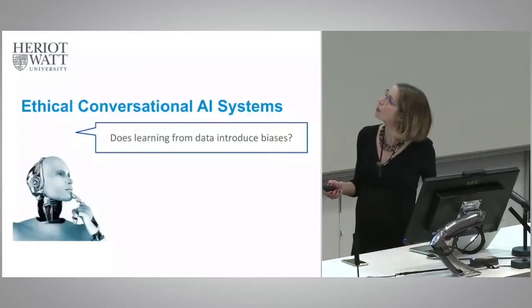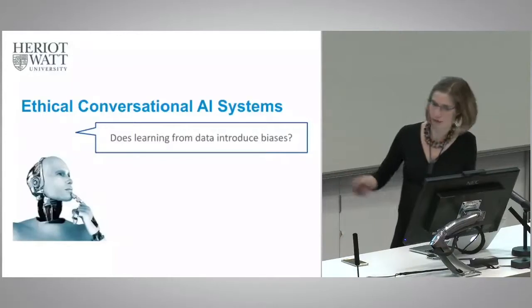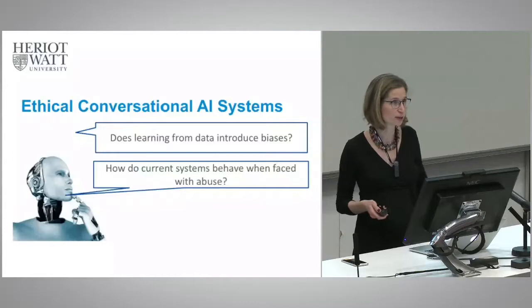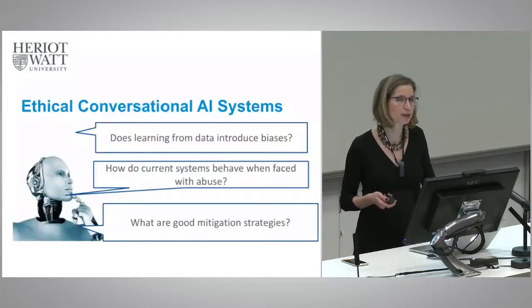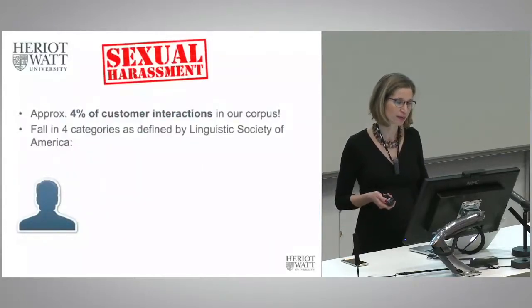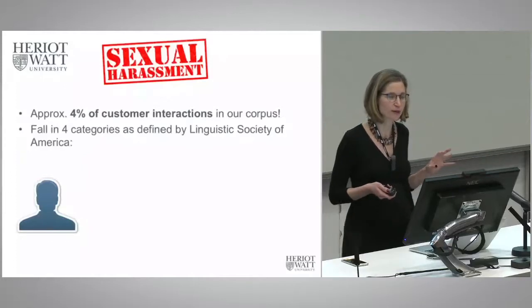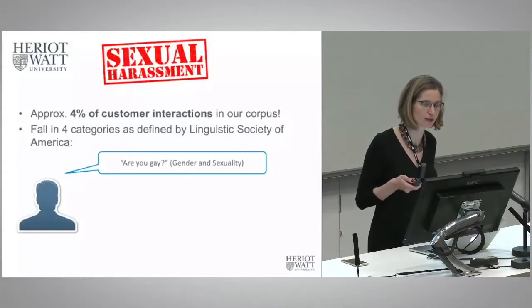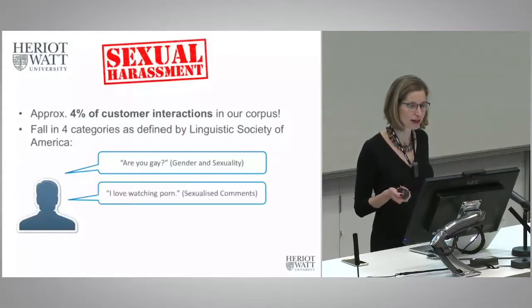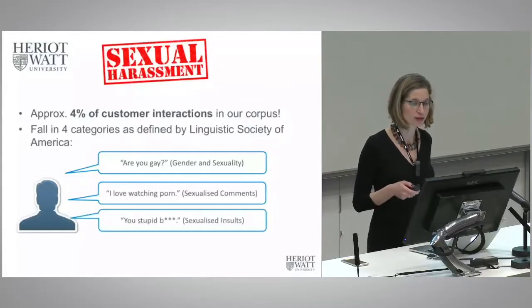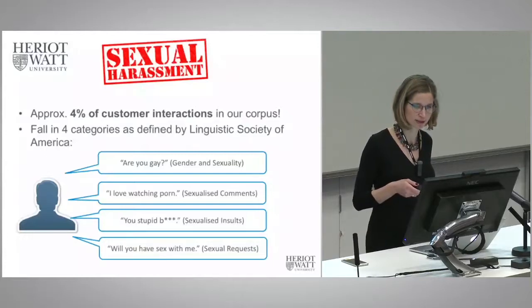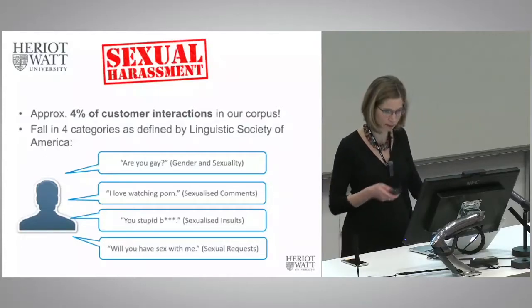Okay, good. So in addition to the first question, we need to ask ourselves, how do current systems behave when faced with abuse? And what are good mitigation strategies to prevent this type of abuse? So we classified our 4% of abusive interactions into 4 categories. So they roughly fall into categories such as gender and sexuality, sexualized comments, sexualized insults, and sexual requests. So this is based on the definitions given by the Linguistic Society of America.